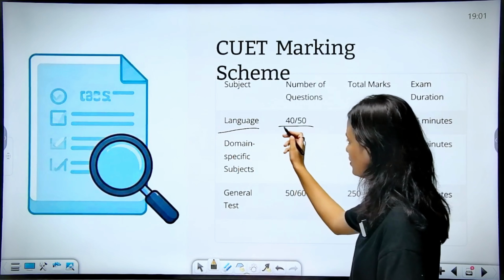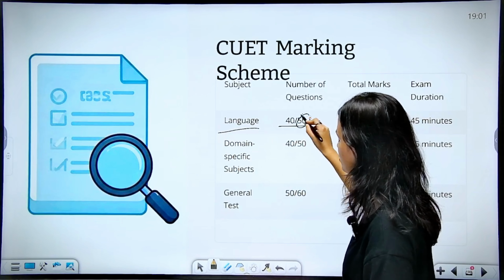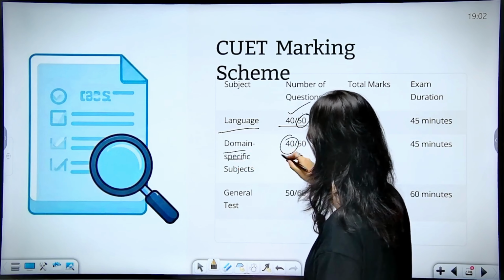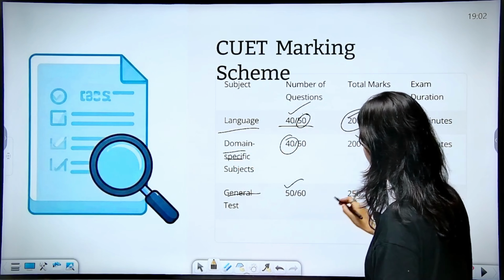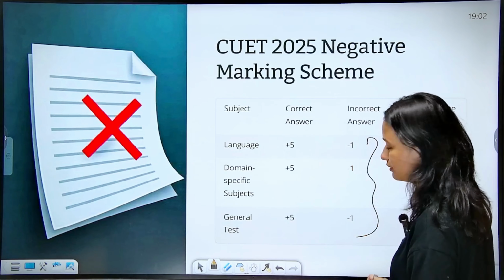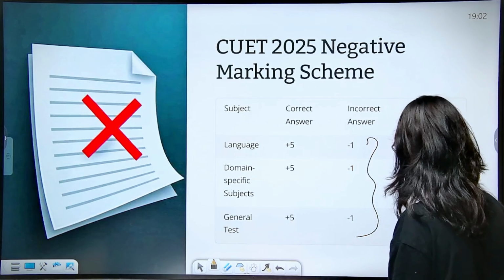In language, there are 50 questions, out of which you have to attempt 40. Total 200 marks ka hoga. Domain specific, 40 questions, 200. General test is 50 questions and 250. Next is the negative marking scheme. For each incorrect answer you have -1 marks.